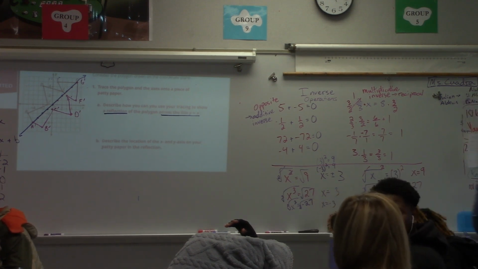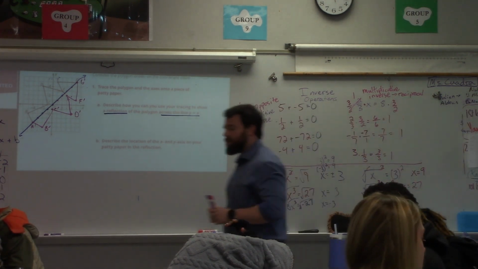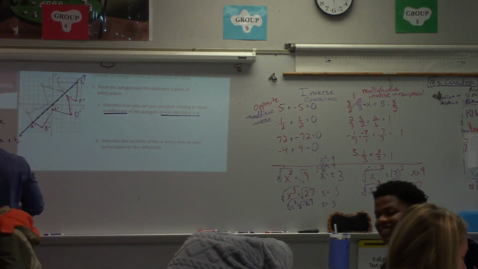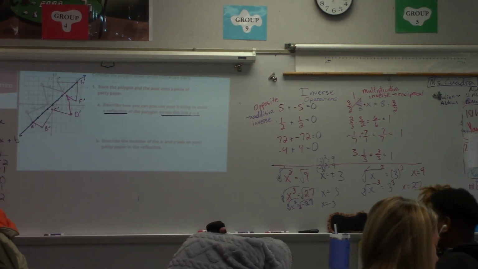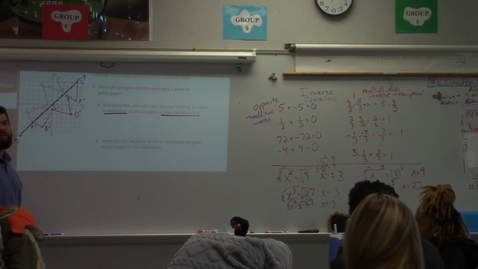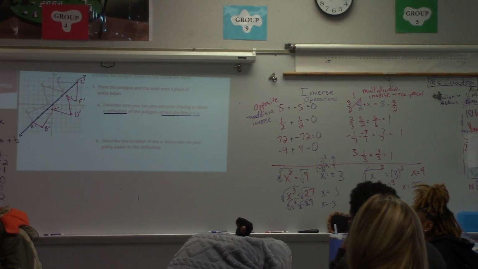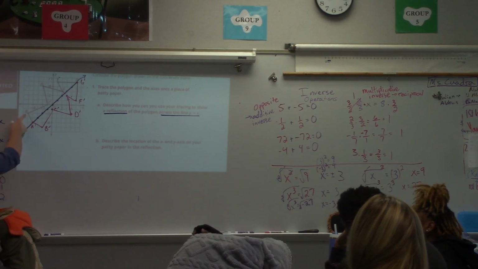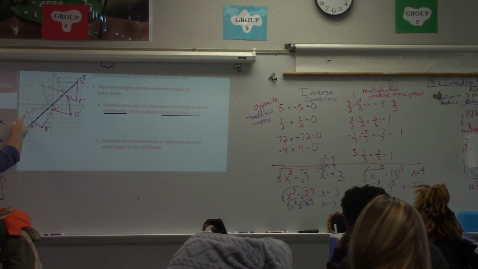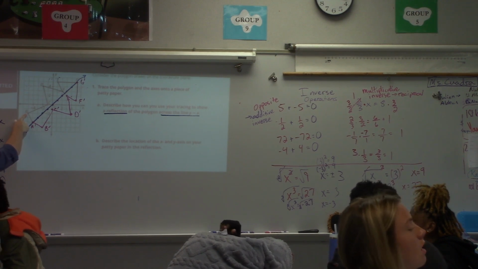So let's investigate this figure. Guys, please make sure you pay attention. So, B right here. What are the coordinates for B? Negative 6.